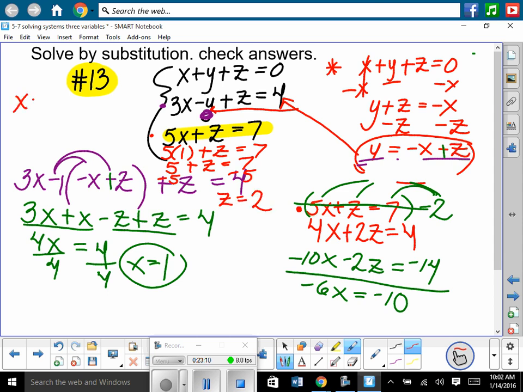So we found x so far, 1. We found z so far, it's 2. And now finding y is easy. Right? Plug it in. So I'm going to plug it in up here. So our x is 1 plus y, don't know why, plus 2 is equal to 0.